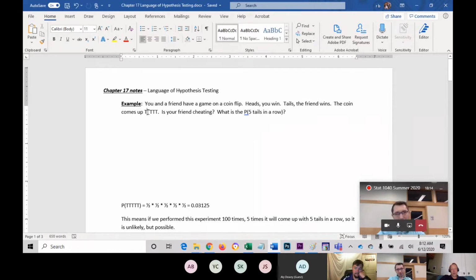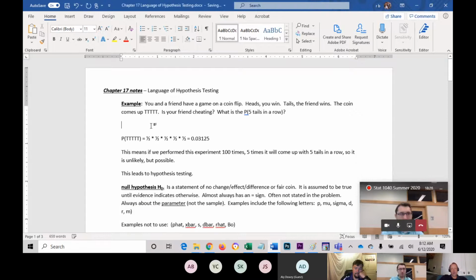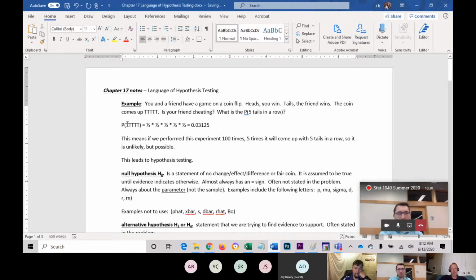You probably all realize that the probability of coming up a tail on the first try is 1/2, and 1/2, and 1/2, and 1/2, and 1/2. And so if we do that, got the answer right here. The probability of getting 5 tails in a row is pretty small. It's actually only going to happen 3% of the time.